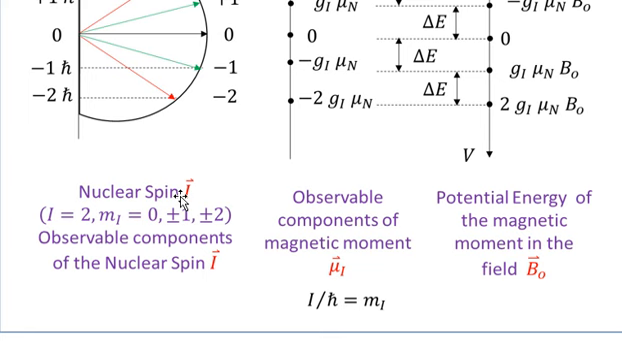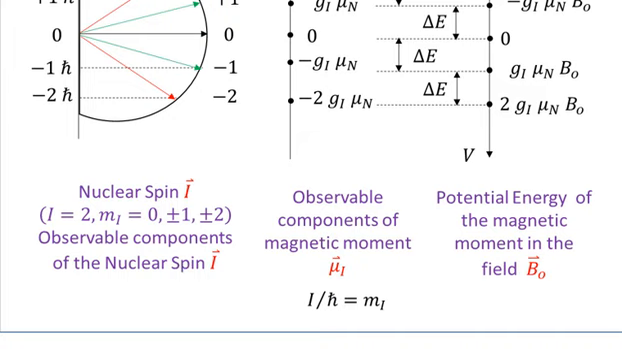So nuclear spin is I, and I have taken the quantum number I to be equal to 2, that is, the spin quantum number is 2. And then of course the possible values of mI are 0, plus or minus 1, plus or minus 2. And these are the observable components of the nuclear spin I.